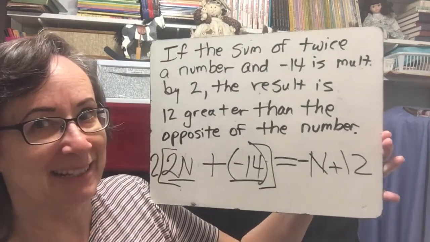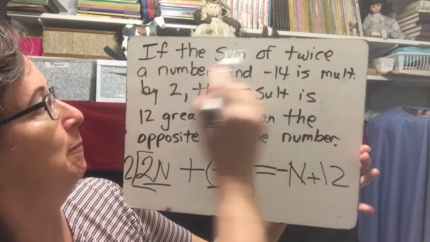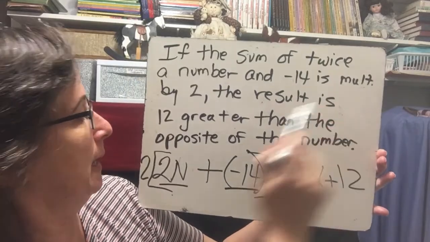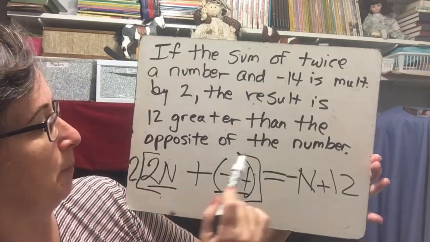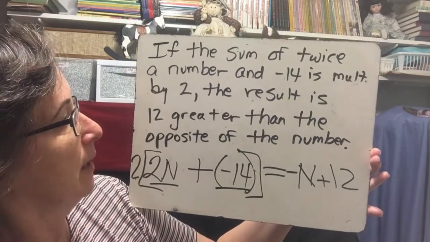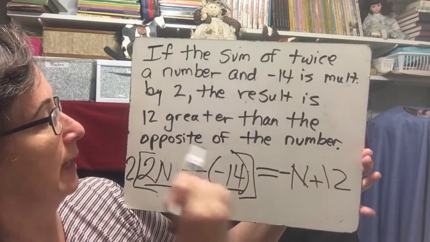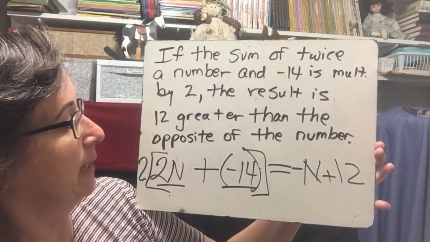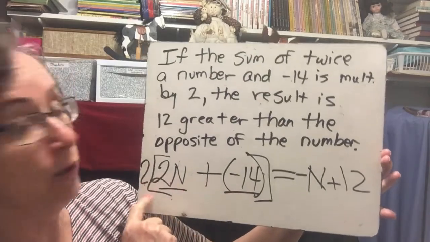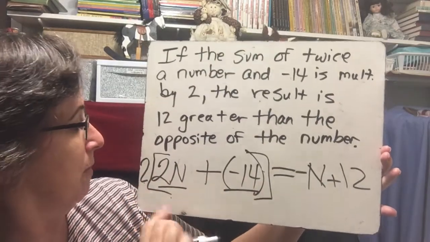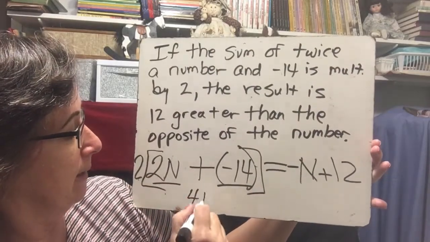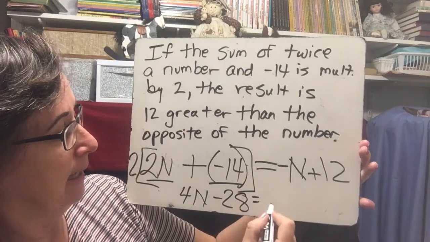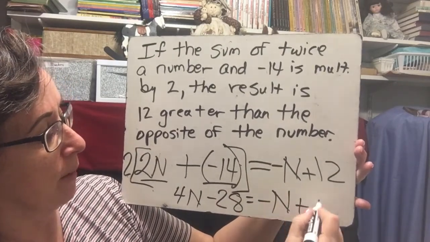Okay, so now let's see. Let's read it again. Make sure we have it. If the sum of twice a number and negative 14, is multiplied by 2, so there's the times 2 in the big bracket to keep it all together. The result is, that's my equal sign, 12 greater than the opposite of the number. I think we've got it. All right, so now we cannot add these together, but we could distribute. We could distribute the 2 through. So 2 times 2n is 4n. 2 times negative 14 is negative 28, is equal to negative n plus 12.